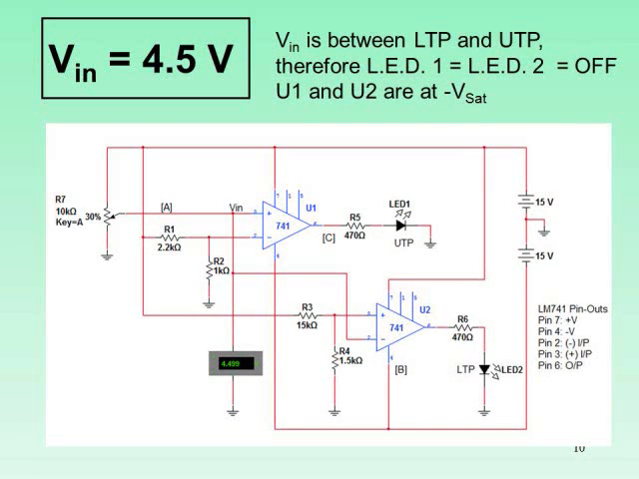Now the input voltage is equal to 4.5 volts, which is between the LTP and UTP thresholds. Therefore, both LED1 and LED2 are turned off because the outputs of U1 and U2 are both at minus Vsat.